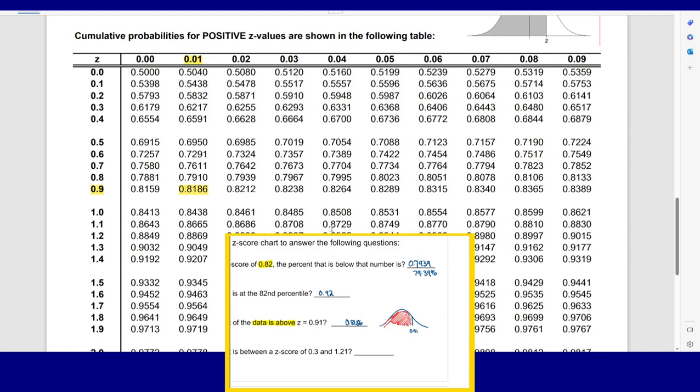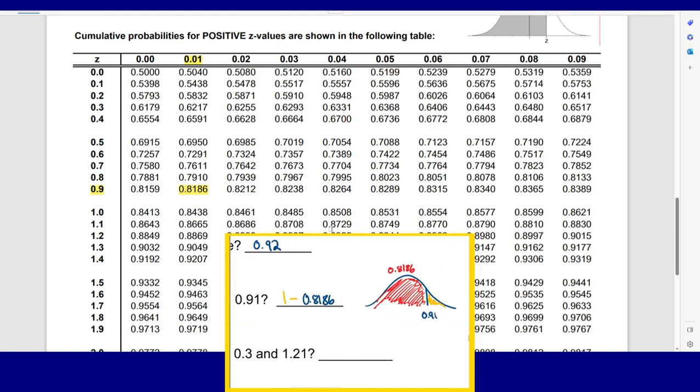So how do I find everything that's above? Well, if I want everything above, I have to use the indirect method. The entire probability is equal to 1. So if I want just this section here, I would do 1 minus that z-score's value. So 1 minus 0.8186 gives us 0.1814. That is the probability above that z-score. So you might have to use the indirect method a little bit.